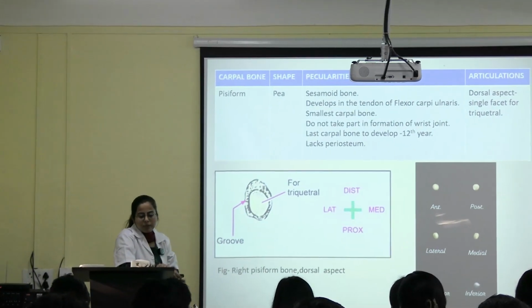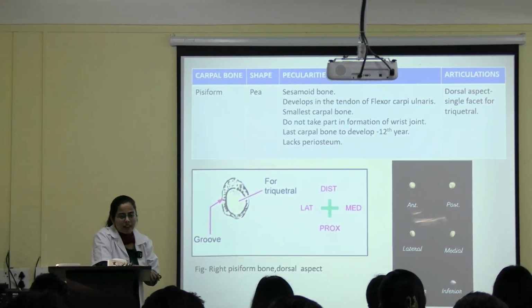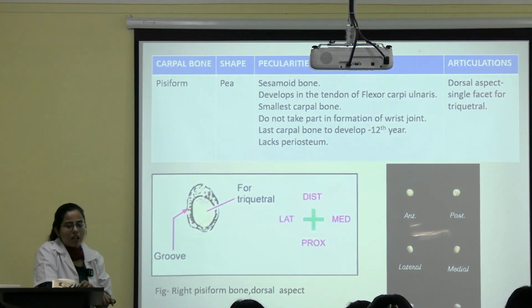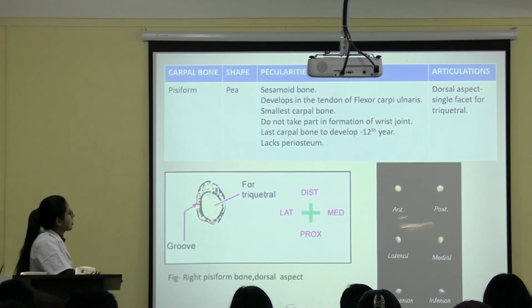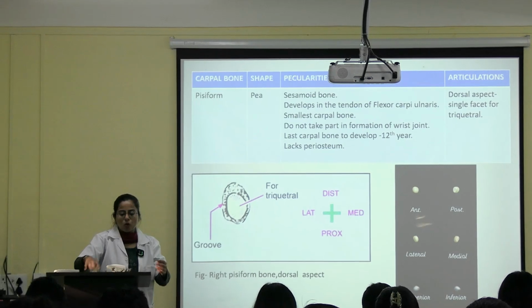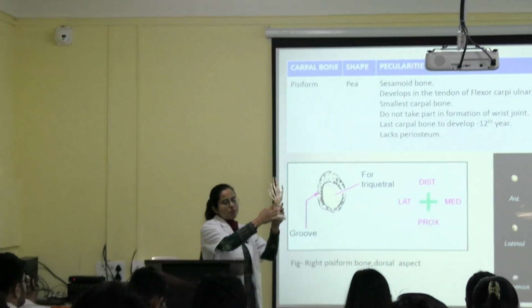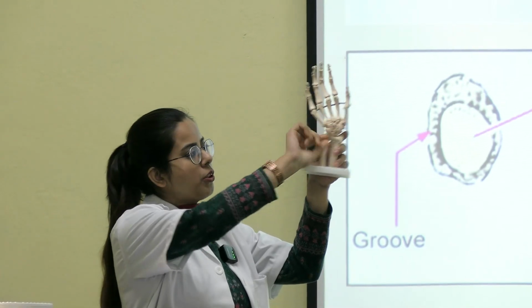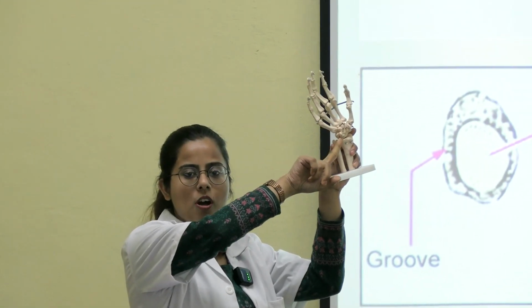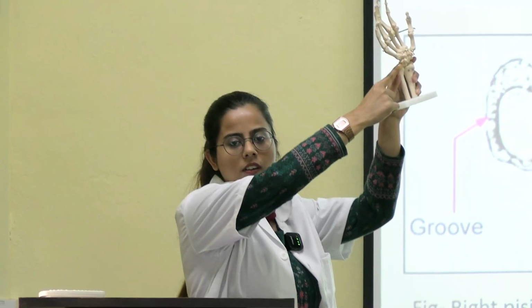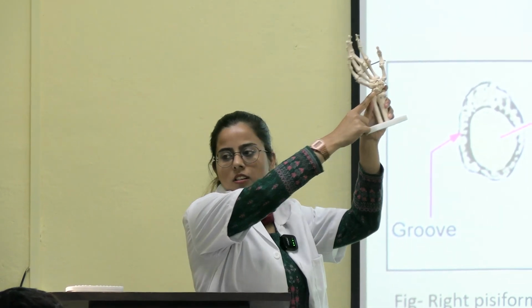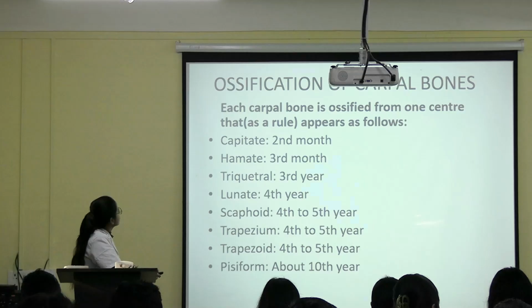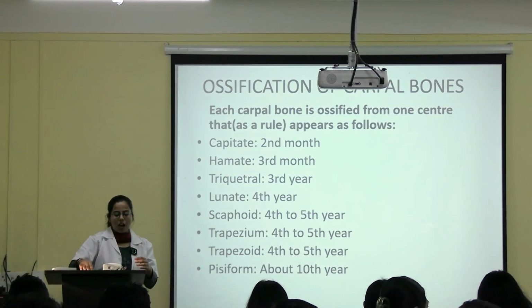And pisiform bone is the last bone to ossify. It ossifies in 10 to 12 years. And as I have told, triquetrum on its palmar surface has a facet for pisiform bone. And pisiform bone on the dorsal surface has a facet for, what is this bone? Triquetrum.